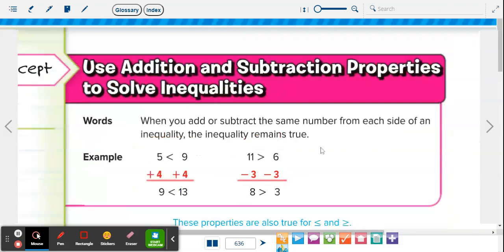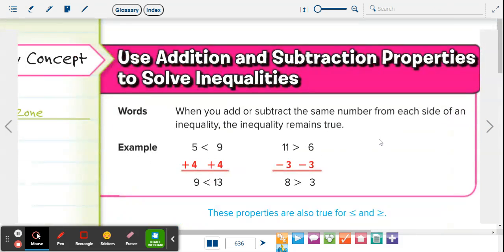All right, so the first part, we are going to talk about using the addition and subtraction properties to solve inequalities. So that just means you do the opposite to both sides. So if it's subtraction, we would add to each side. If there's addition in there, then we would subtract from each side. So it's just like equations.